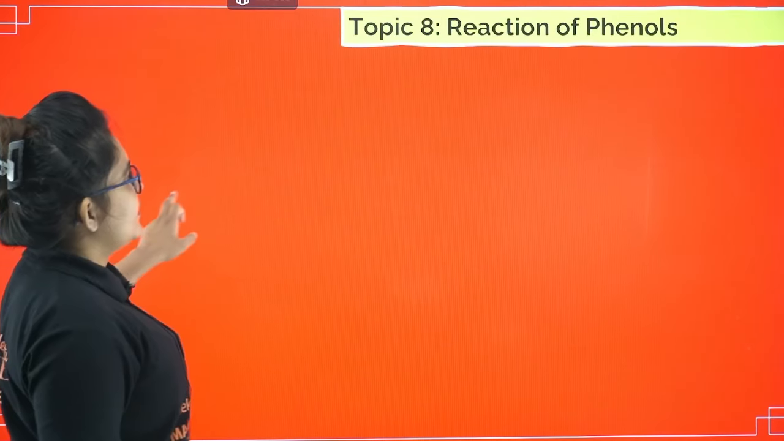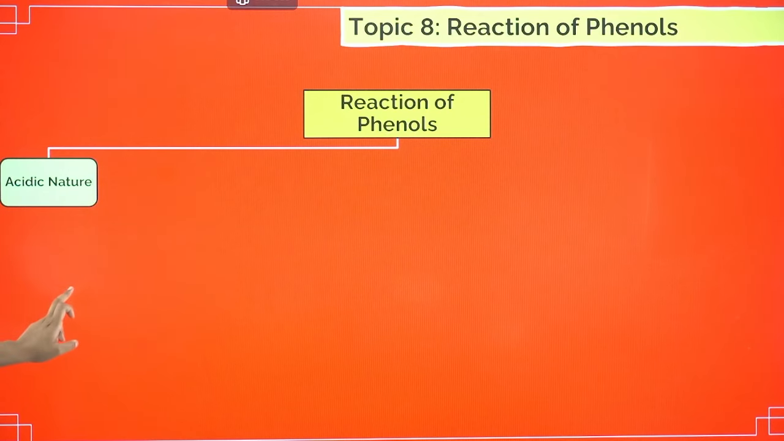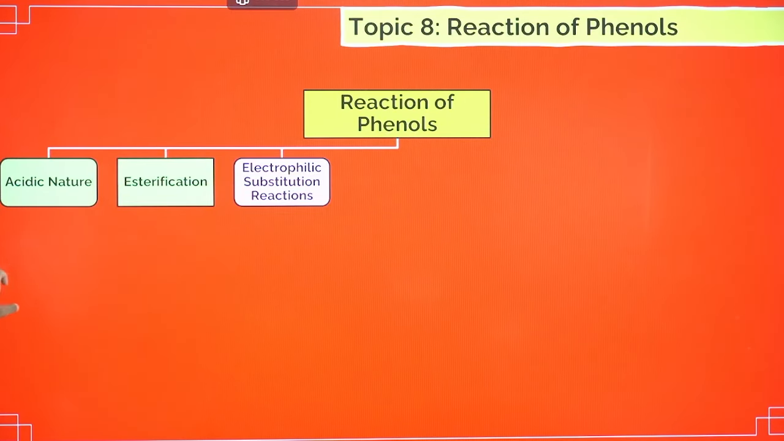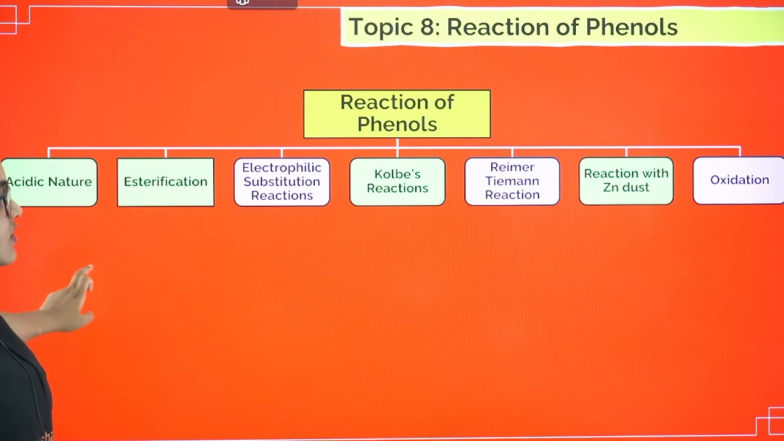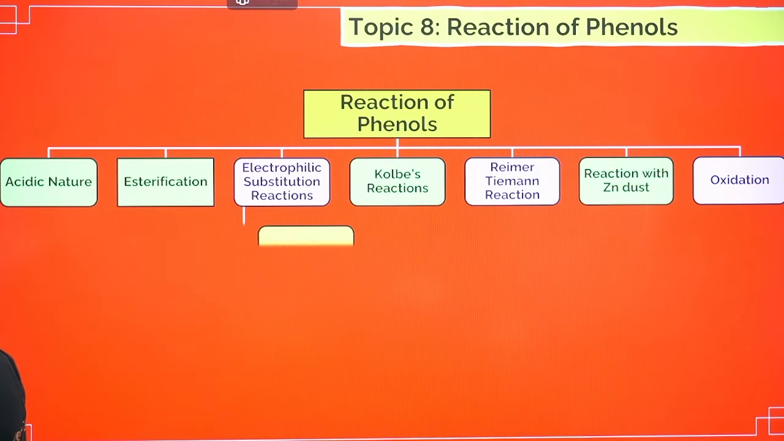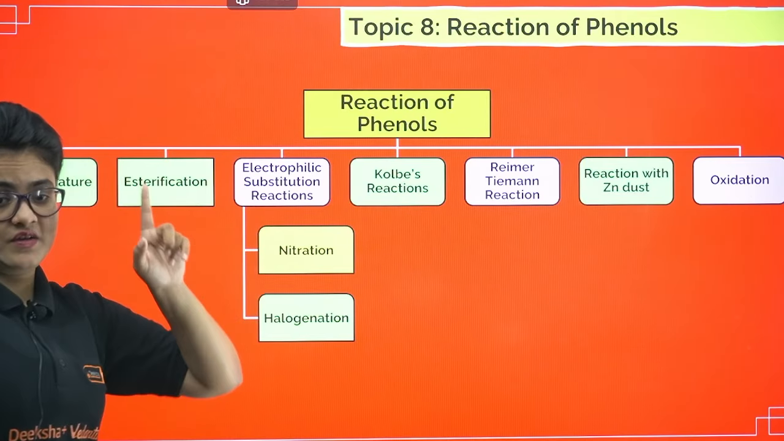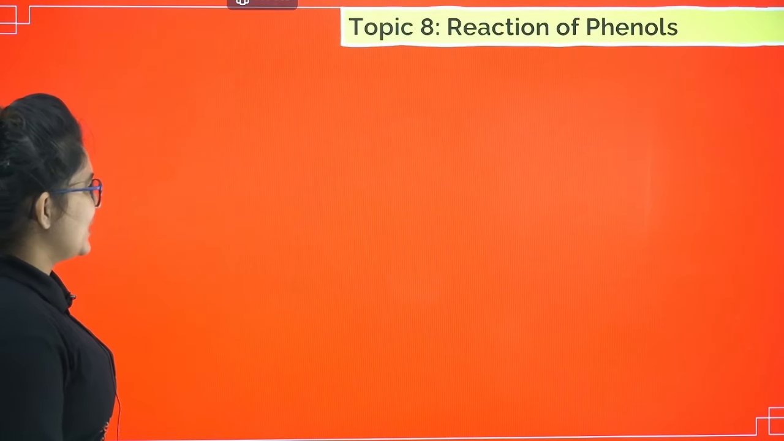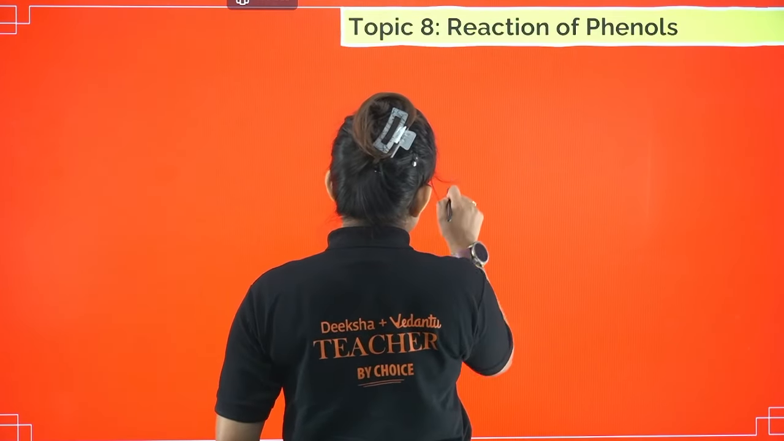Let's proceed. Reactions of phenol. You can see first we will study the acidic nature, then esterification, electrophilic substitution, Kolbe's reaction, Reimer-Tiemann, reaction with zinc dust, and oxidation. Under electrophilic substitution we will study nitration and halogenation. All these reactions we will study definitely in a single page.